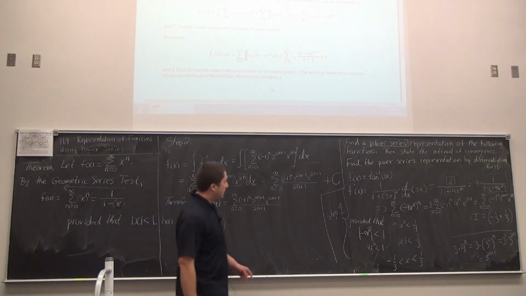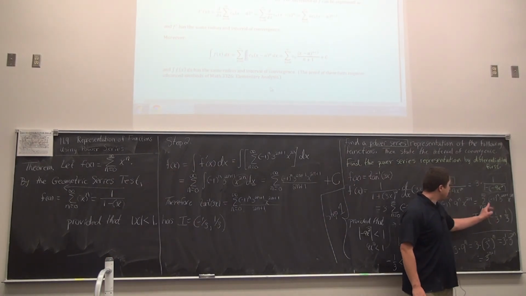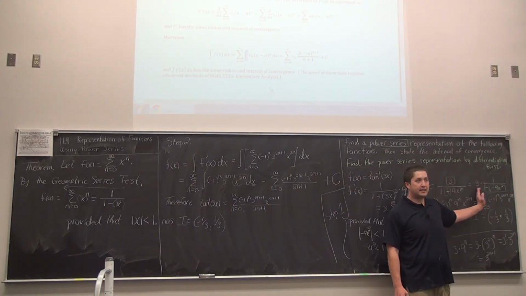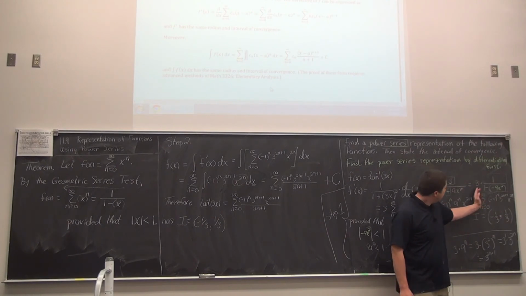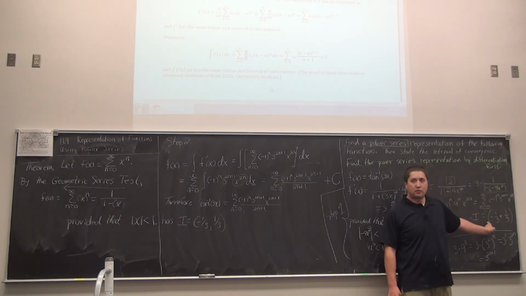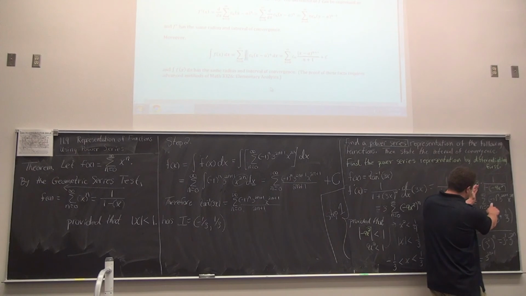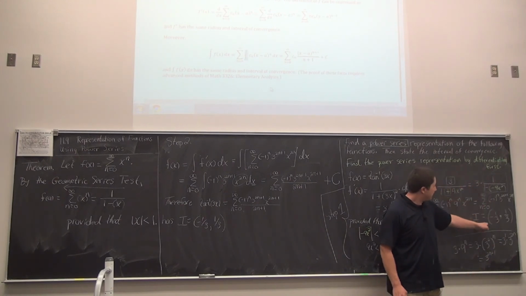So if I already know what the interval and radius of convergence is for this as a power series, I can differentiate it as much as I would like, and this will never change. We can also take the antiderivative of this as many times as we would like, and the interval of convergence is still always exactly the same.